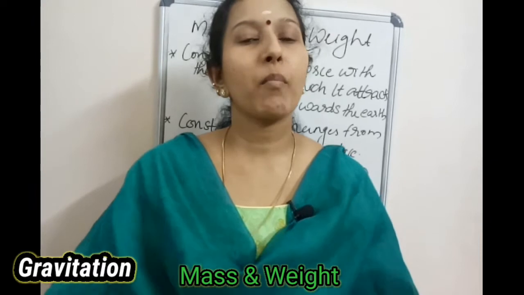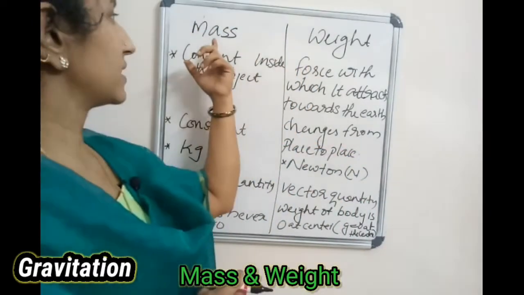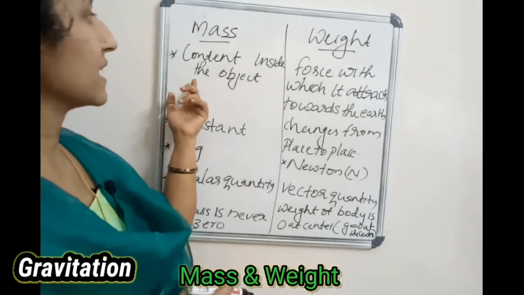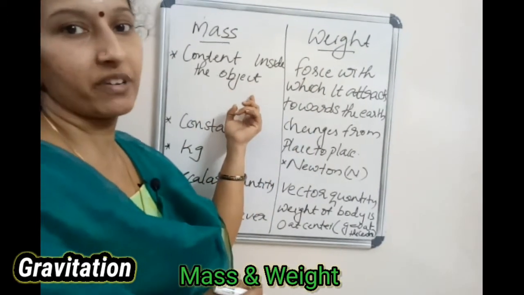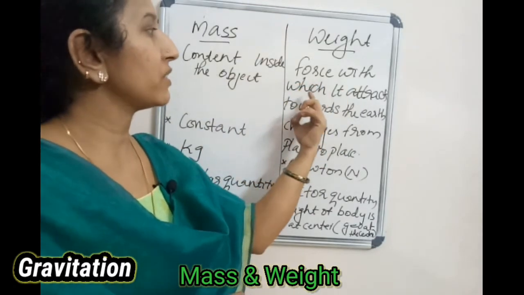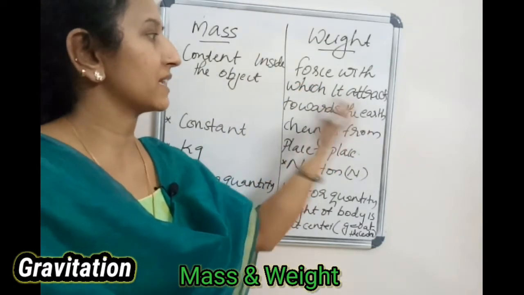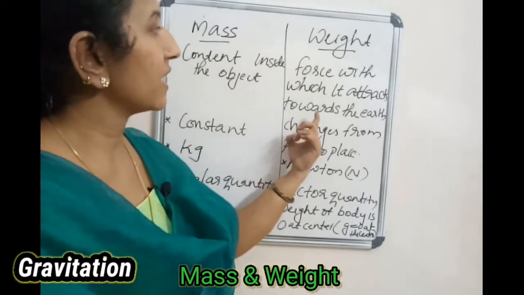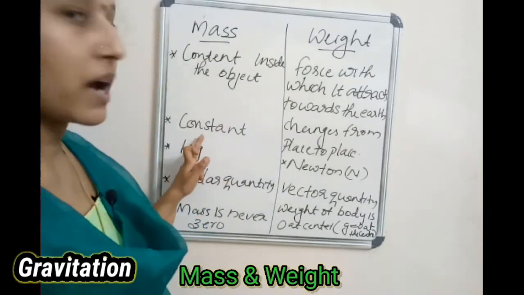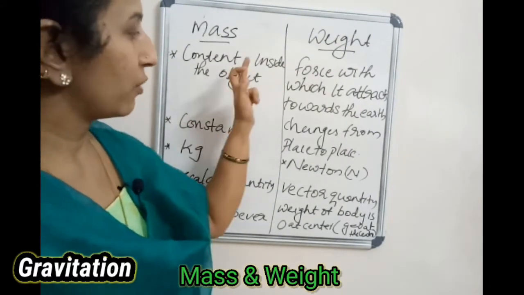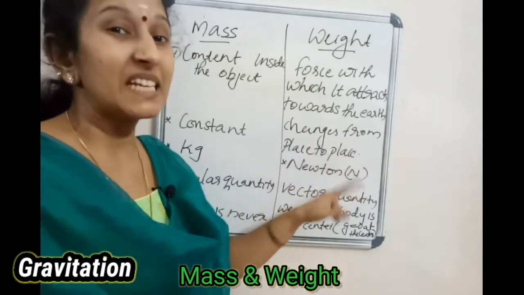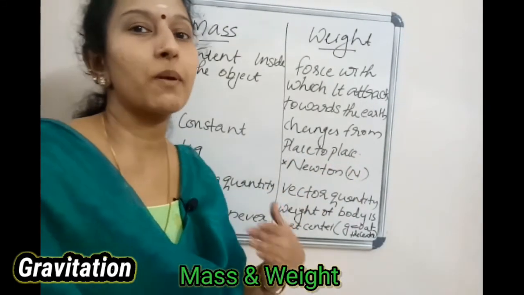Then how do we compare mass and weight? Mass is the content inside the object. Weight is the force with which it is attracted towards the earth. Then mass is constant. But weight is not constant because it changes from place to place, because g is not a constant. g varies from point to point.